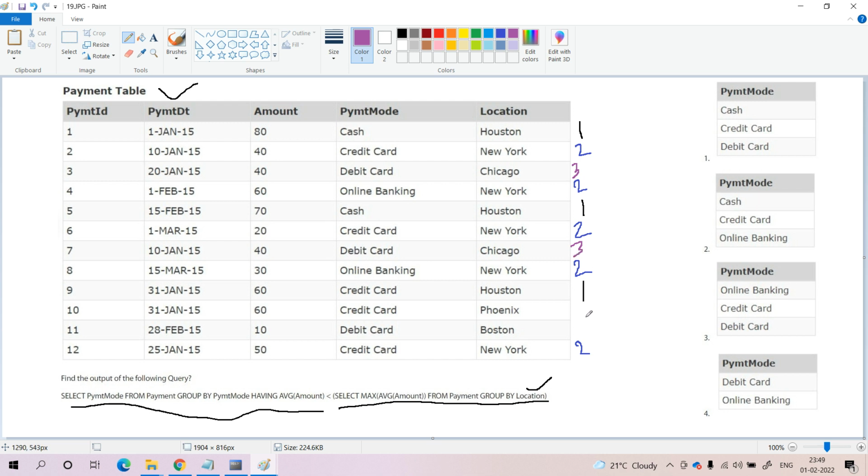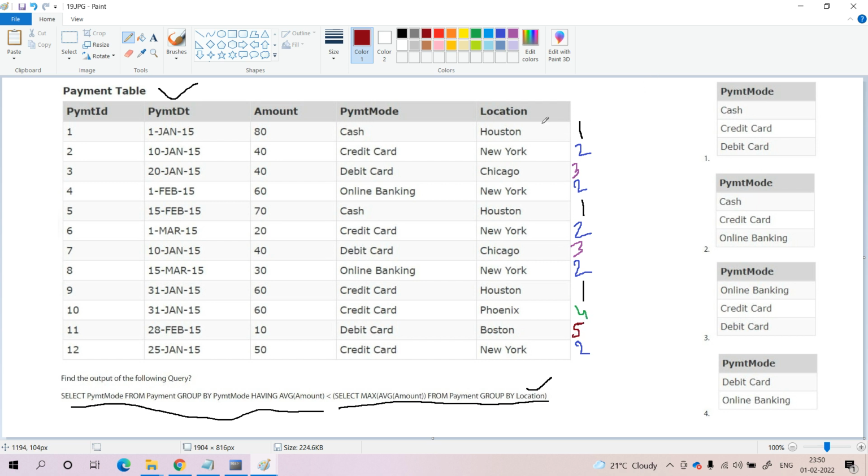Let me try to consider Chicago as a third group. And next, Phoenix is another group. So Phoenix is the fourth group, and Boston is the fifth group. In total we are getting 5 groups based upon the locations.